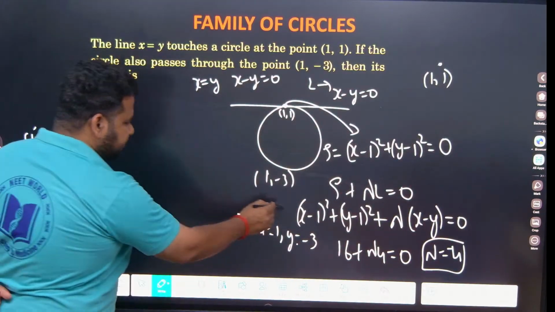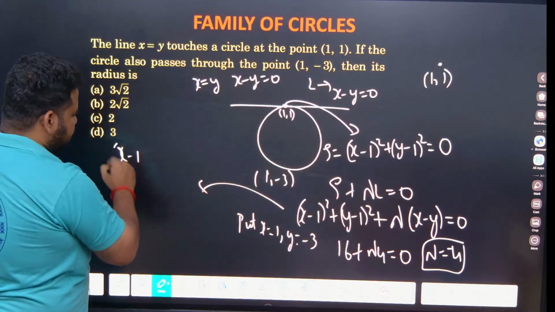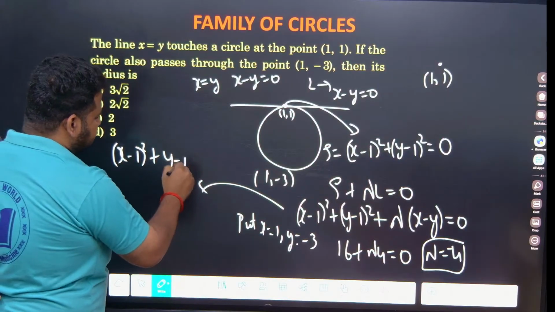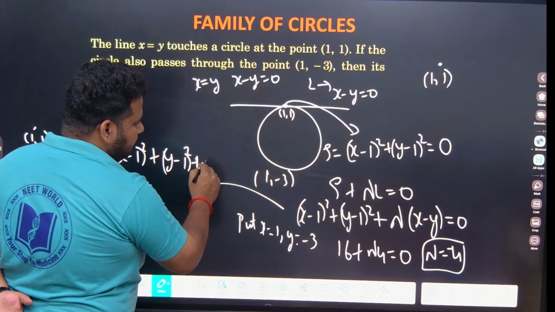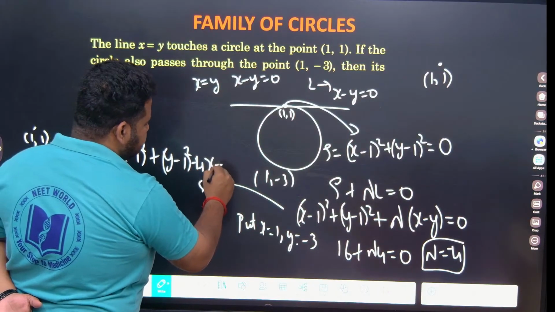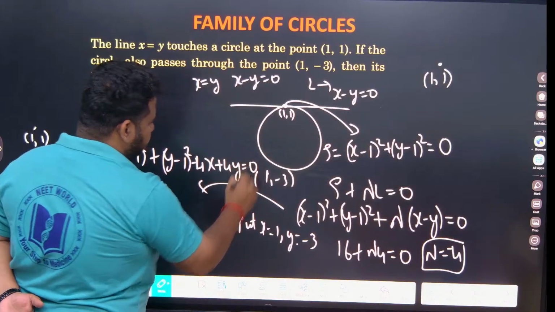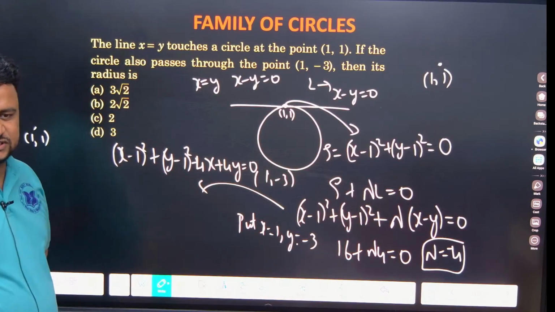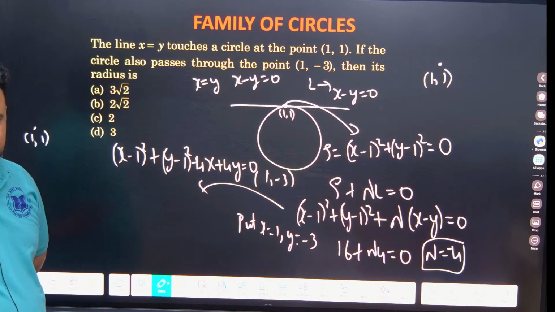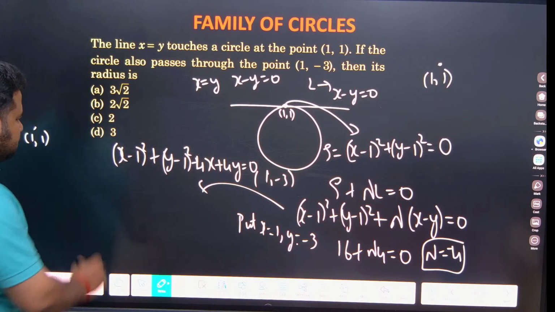Now if I write this equation again: (x minus 1) whole square plus (y minus 1) whole square plus lambda times (minus 4x plus 4y) is equal to 0. Now expand this equation, you will get the equation in the form of the general form of the circle, x square plus y square plus 2gx plus 2fy plus c. So this will become what?